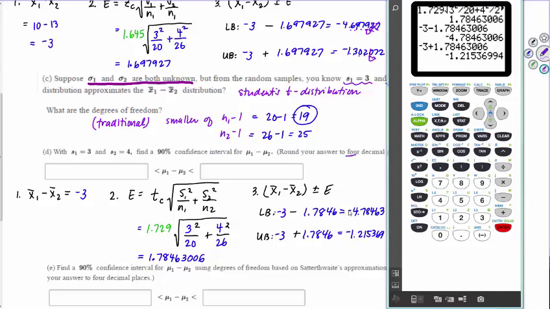MindTap is asking for 4 decimal places, so 1, 2, 3, 4, 6 stays 6, and 1, 2, 3, 4, 3 turns into 4. That means that this interval is -4.7846 to -1.2154. That's using the traditional method for degrees of freedom.